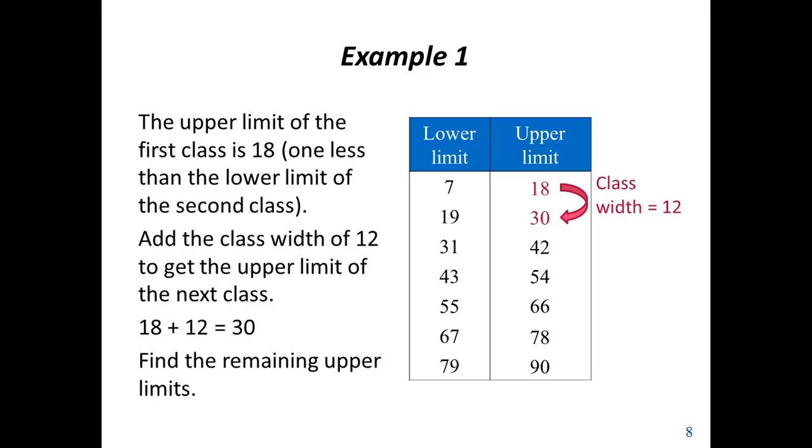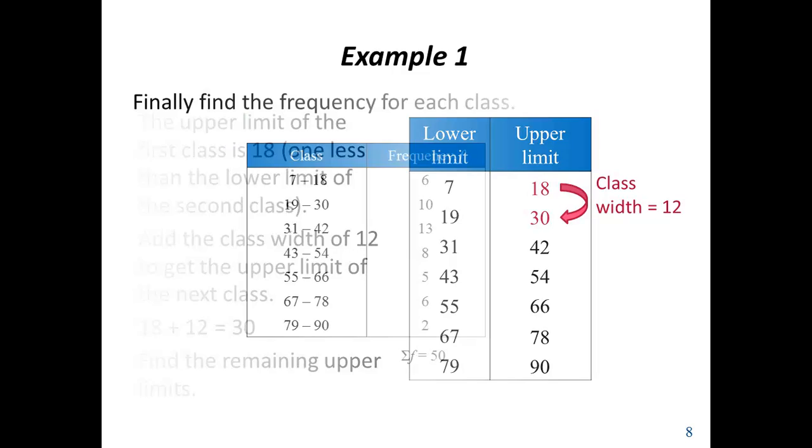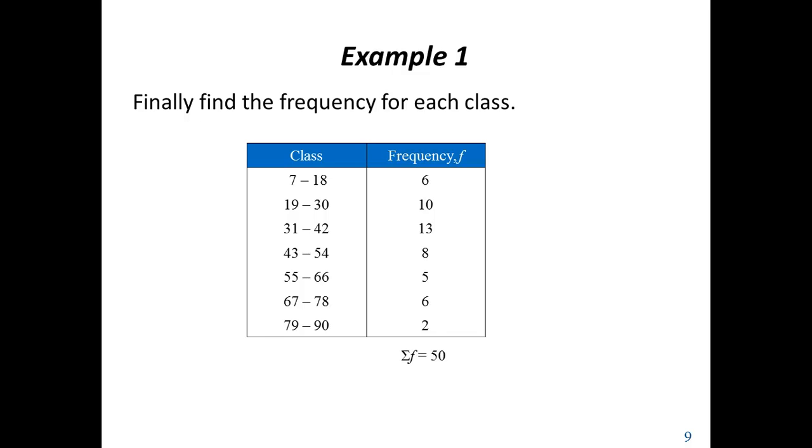After you create the classes, you have to figure out how many items you have in every class. So between 7 and 18 you have 6 data, between 19 and 30, 10, and so on. The summation, and this is sigma, has to be equal to 50, because you have 50 observations.